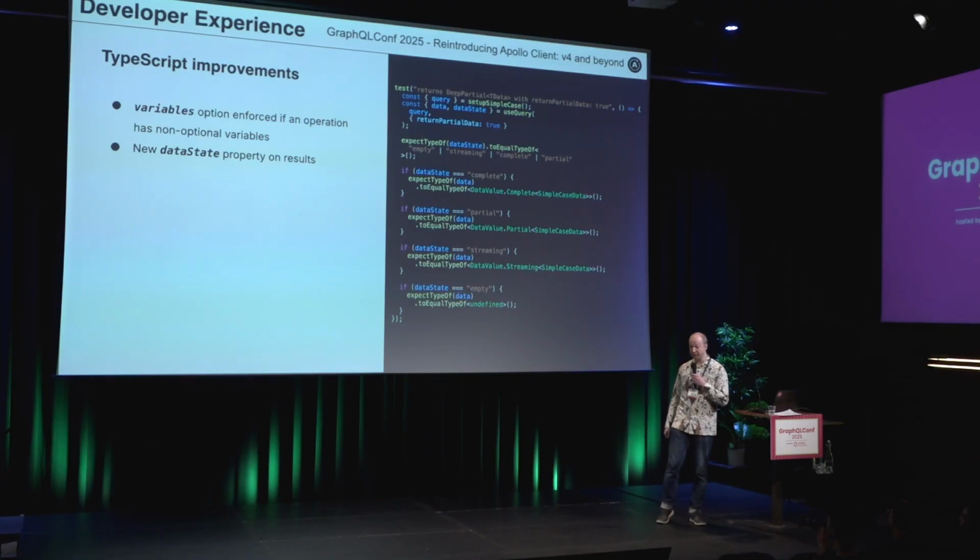We added a new data state property because before we didn't have a really good way of showing you if the data you had was complete, or in a deferred/streaming state, or if it was partial. You could puzzle that together, but it had no TypeScript story behind it. And now if you check that, you will get your types adjusted depending on the data state you're in.